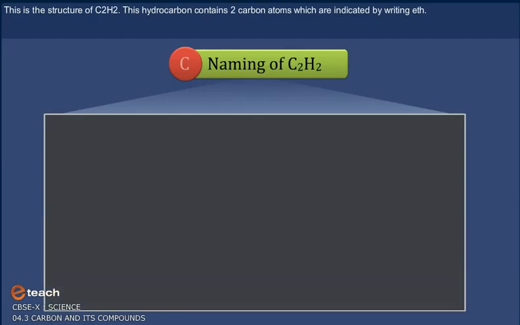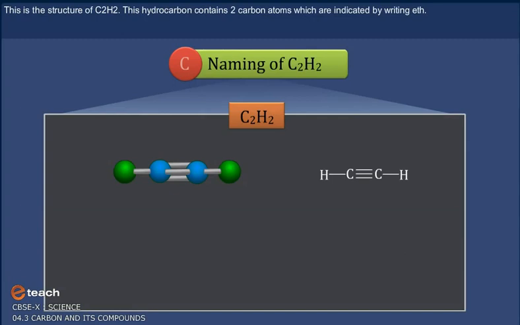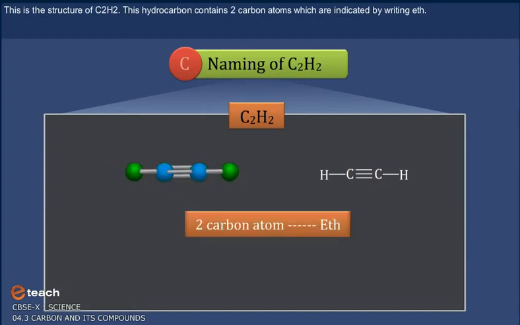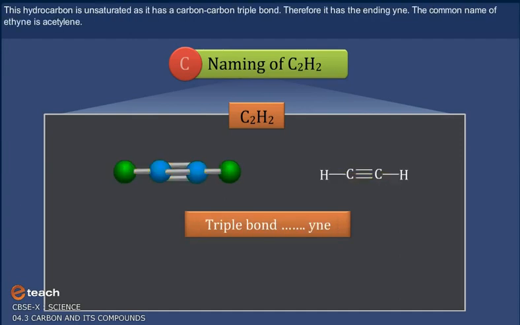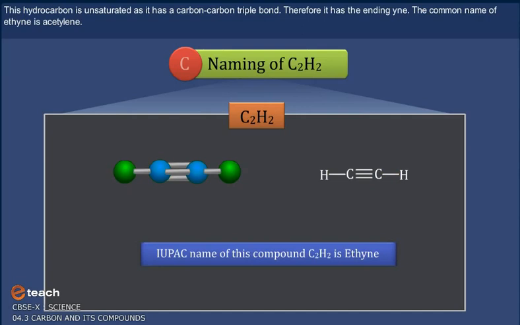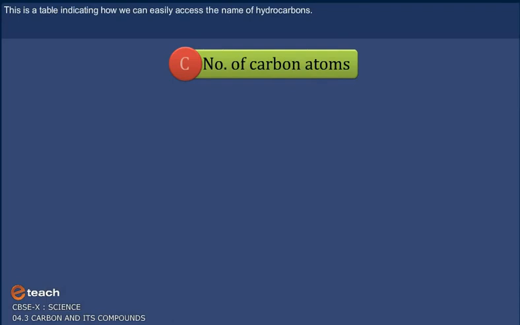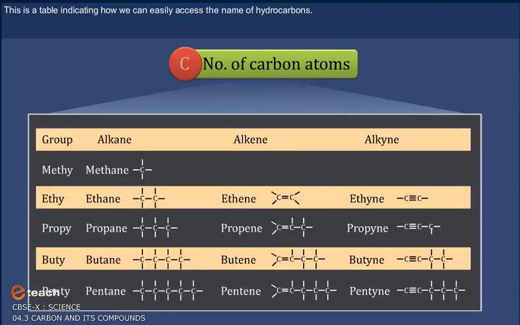Naming of C2H2. This is the structure of C2H2. This hydrocarbon contains 2 carbon atoms which are indicated by writing eth. This hydrocarbon is unsaturated as it has a carbon-carbon triple bond. Therefore, it has an ending ine. The IUPAC name of C2H2 is ethine. The common name of ethine is acetylene. This is a table which indicates how we can easily access the names of hydrocarbons.